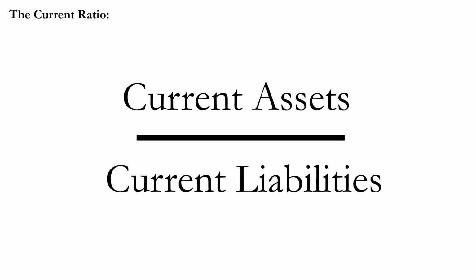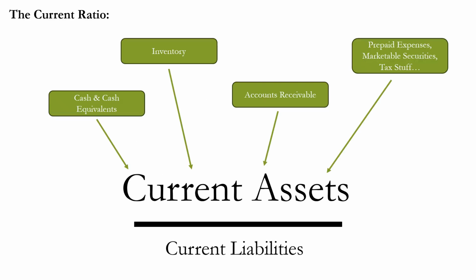Back to the ratio. The current ratio is current assets over current liabilities. The next step is understanding what makes up each of these elements. Current assets are made up of cash and cash equivalents, inventory, accounts receivable, and other stuff such as prepaid expenses, marketable securities, etc. On their annual reports, companies may list these slightly differently, but these are some of the main categories. First, cash and cash equivalents.